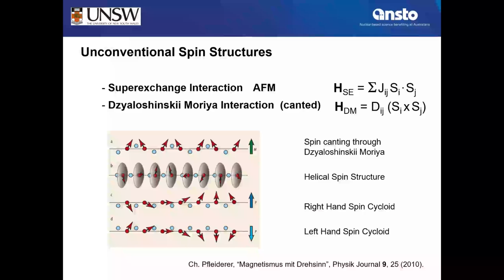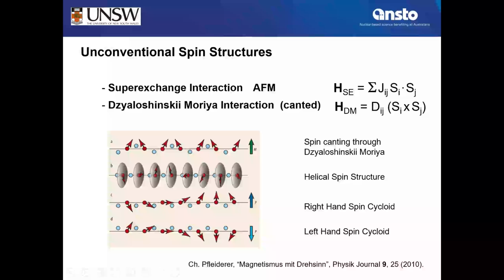Finally, in the first hour, I wanted to show you some more exciting spin structures, let's say, results from current research, unconventional spin structures. So I introduced the super exchange interaction where we have J times Si dot Sj. Si and Sj are spins on 2 neighboring atoms, and J is again the magnetic exchange interaction. Scalar product only between parallel spins.